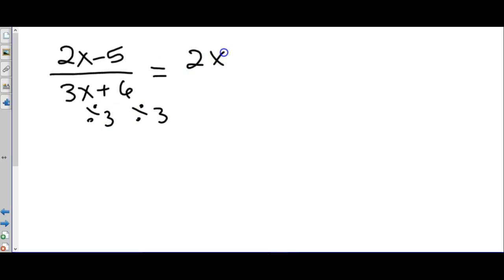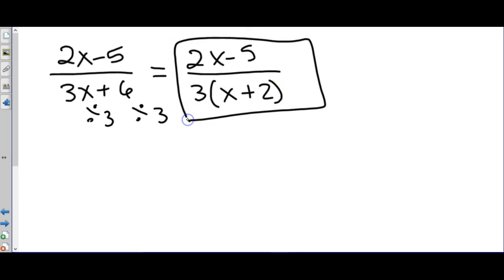So we have 2x minus 5 on top and 3 parentheses. 3x divided by 3 is 1x. You do not have to put the 1 in front. Positive 6 divided by 3 is positive 2. Now looking at this, we don't have anything that matches. We don't have an x plus 2 and x plus 2 on top and bottom, or 2x minus 5, 2x minus 5 top and bottom. So this doesn't actually simplify any further. You could factor, and in fact they may leave it as the original. They may not even leave it in factored form.